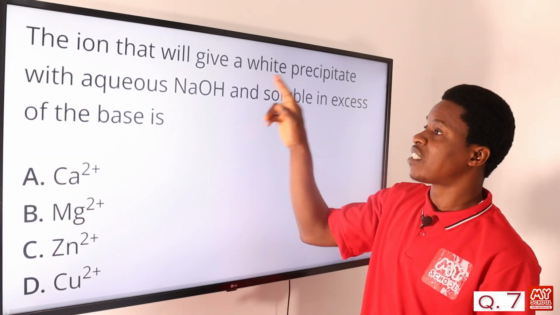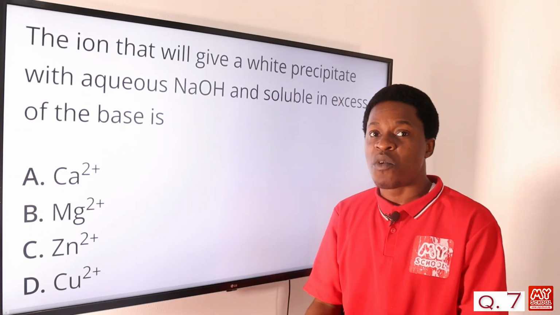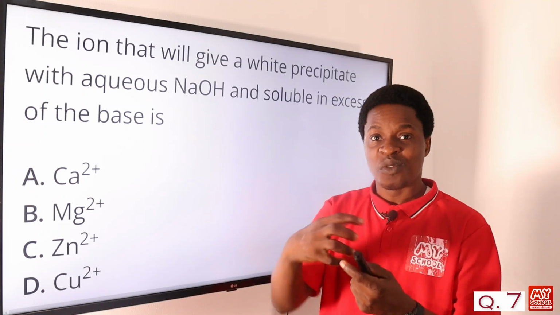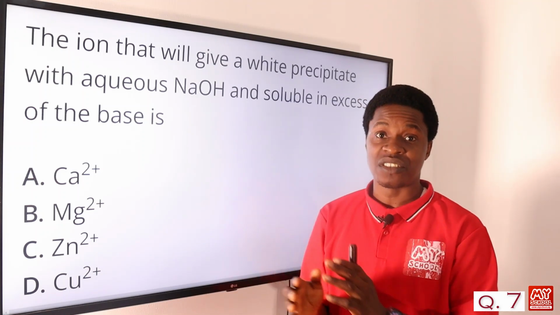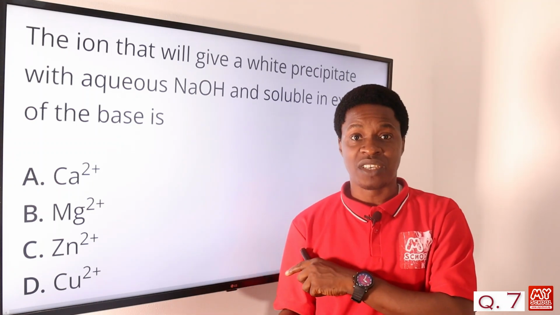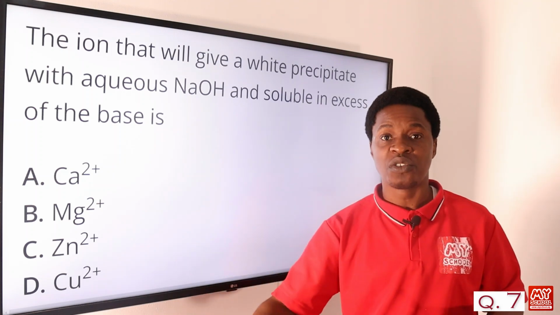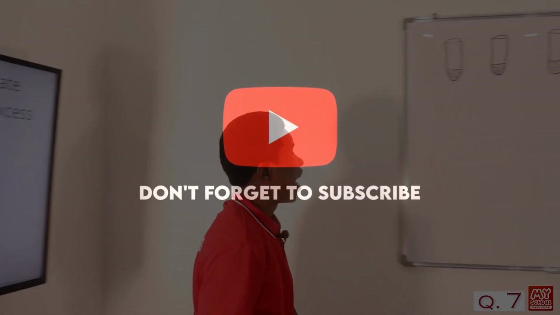So which one of them, if the salt contains this metal and you add sodium hydroxide into it, will give you a white precipitate, and then if you add excess of it, you have it dissolved or soluble in it. That is what the question is saying. Of course, this is the qualitative aspect of chemistry. We talk about qualitative identification of salts, of ions, of elements. Now let's move on to the board so that we can have an illustration.